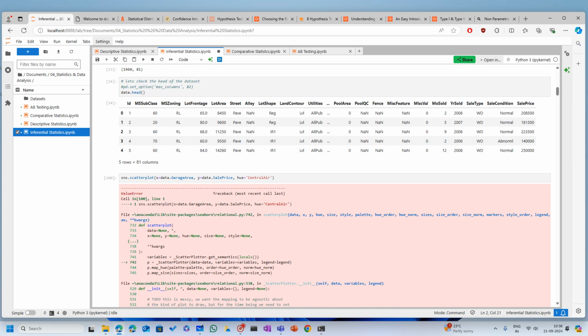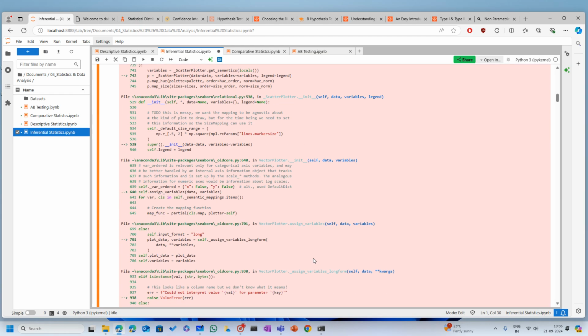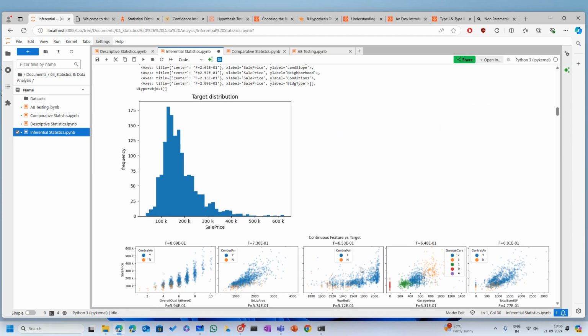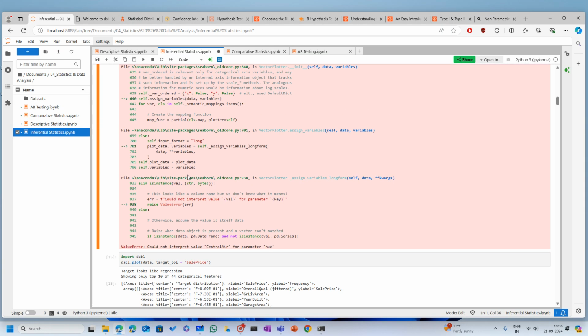Okay, it could not interpret garage area. Maybe for garage, it will interpret only garage. Okay, so that's fine. Garage area is taken as the garage car system. We can take it as sale price and overall quality. The same kind of plot, if we try to get overall quality.